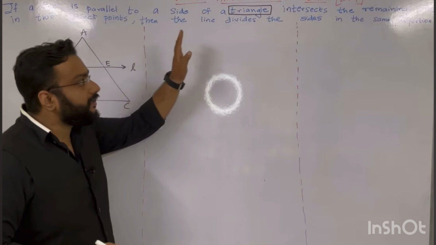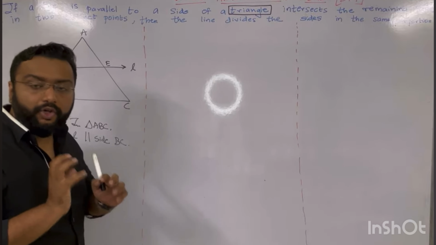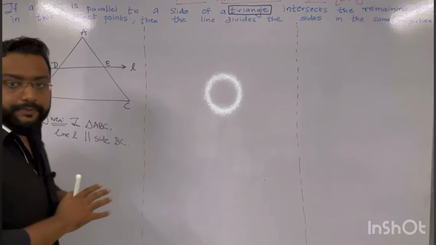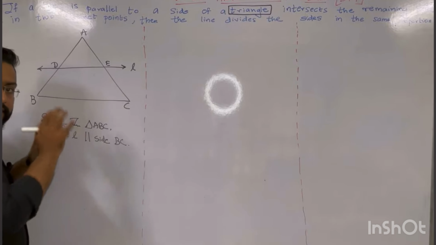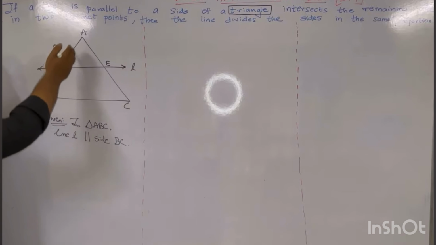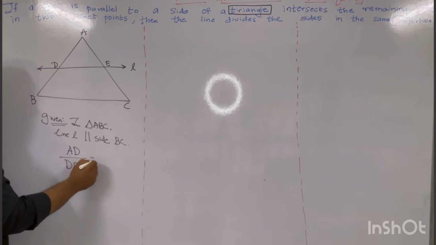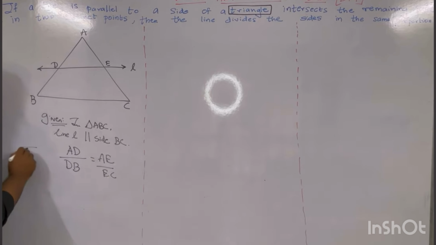Then the line divides the sides in same proportion. Same proportion means their ratios are equal. Always remember, same proportion means their ratios are equal. Now observe here. If you observe, this line L is dividing these two sides, AB and AC. So we all know that in BPT these ratios are equal, since it says they are dividing in same ratio. That means over here we can say AD upon DB will be equal to AE upon EC, and we somehow need to prove this. So this is our to prove part. I hope everyone is clear with given and to prove.